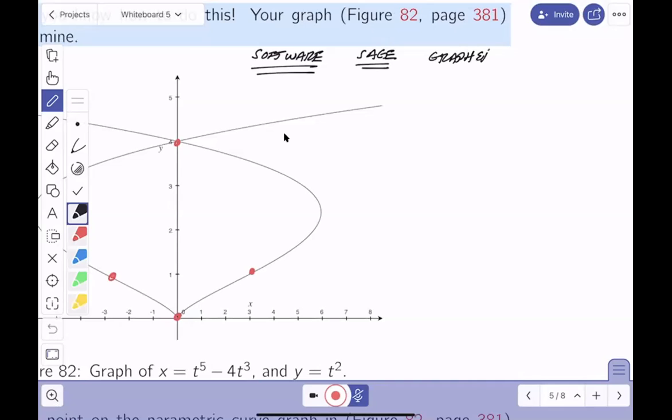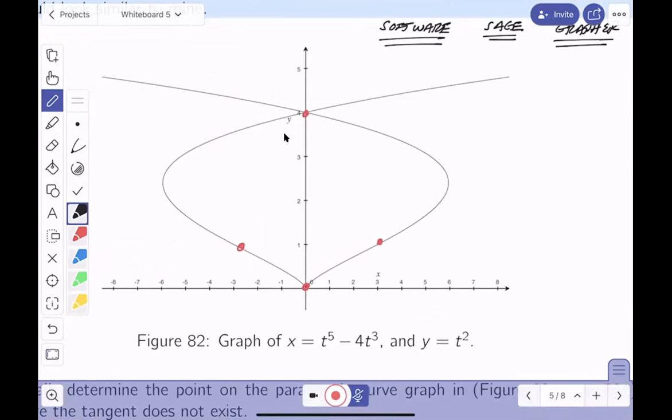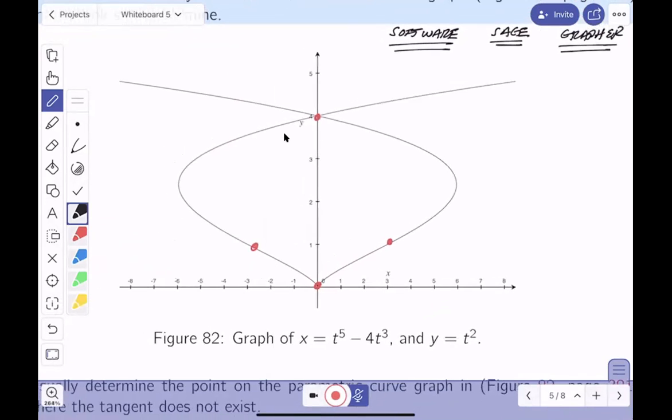Now, someone's going to say, do I need to use those two applications? No. You can use whatever you're comfortable using, and that's a good deal. But you'll get this graph when you do that. All right. Plotting points is crazy difficult.